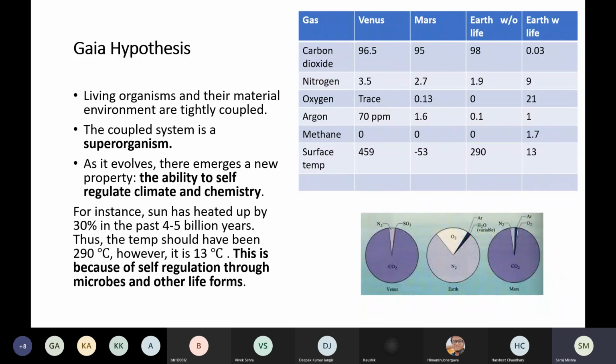Okay, that is why it became all the more important that the microbial activity, recycling of nutrients, etc., has a major role to play in terms of what Earth is today. And that's what makes it habitable.